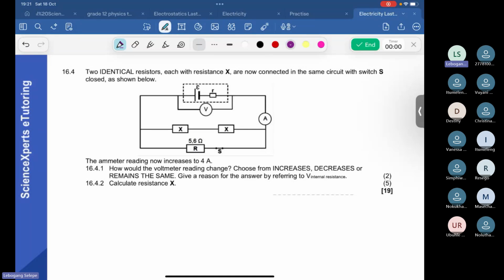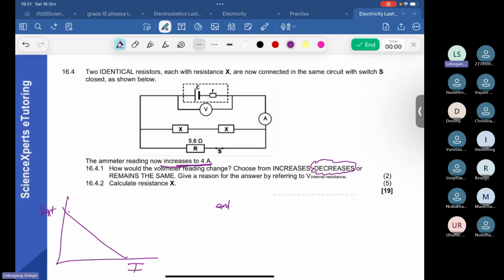So here, how will the voltmeter reading V external change if you increase the current to 4A? The total current increases. As the total current increases, we know that V external decreases, right? Our answer would then be decrease. Why is it decreasing? Give a reason by referring to V internal, the V of the internal resistance.